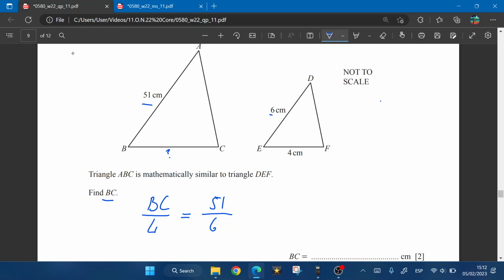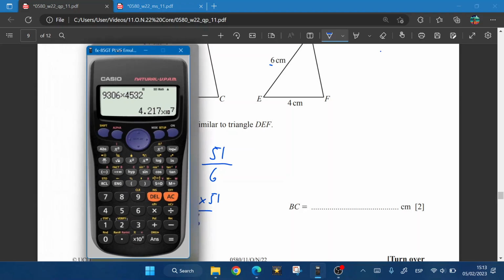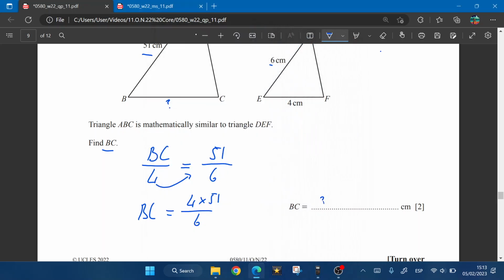Okay, meaning to find BC, you simply have to multiply the 4 over there, so it's 4 times 51 over 6. Okay, so we just put that 4 times 51 over 6. And see, my calculator is still in standard form. Let's just put that back, shift, set up. We want it normal, and you press 1 or 2, it doesn't really matter, 2 is a little bit better. And there we go, 34, normal number.